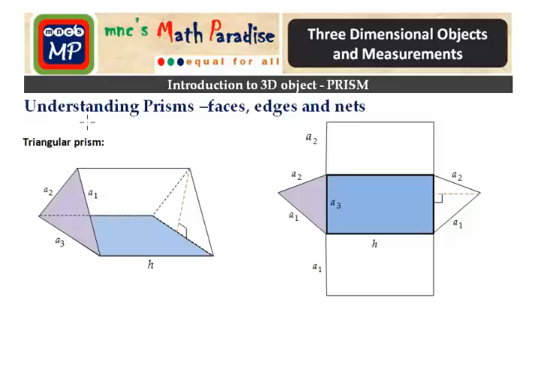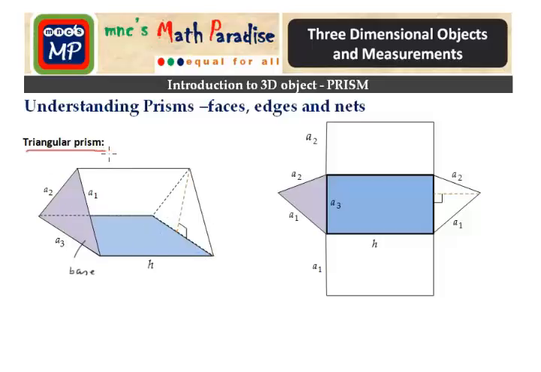Here we will discuss various attributes such as faces, edges and net of a triangular prism. So this is a triangular prism where its base is a triangle. So this is the base, and throughout the whole height, this is the height. Throughout the whole height, it always maintains a triangular cross section.